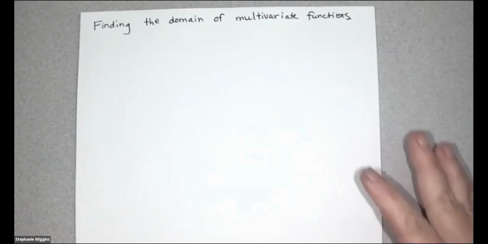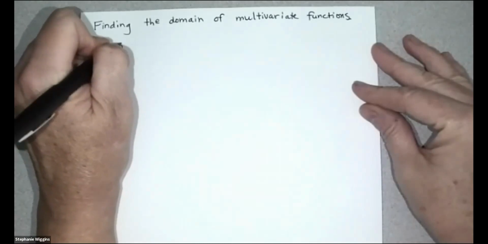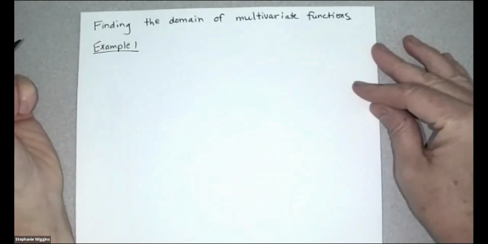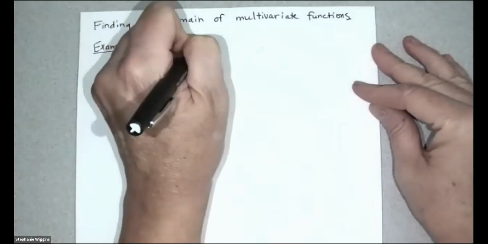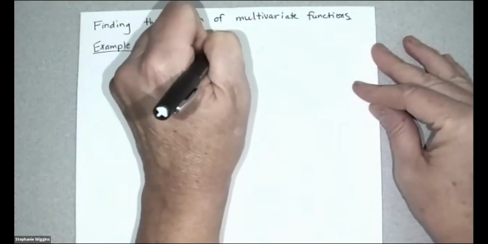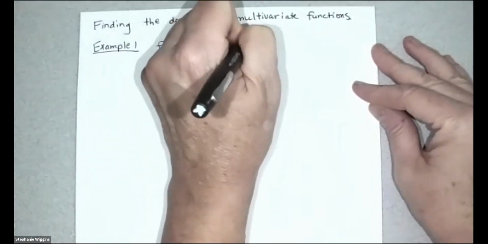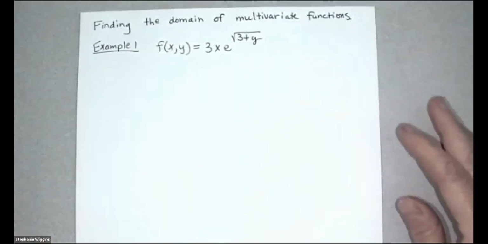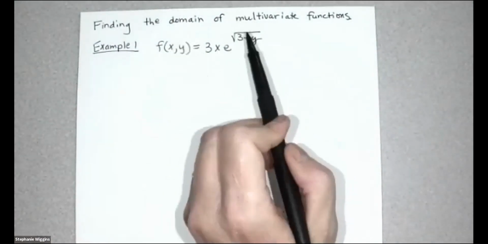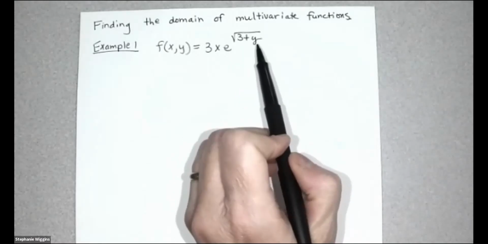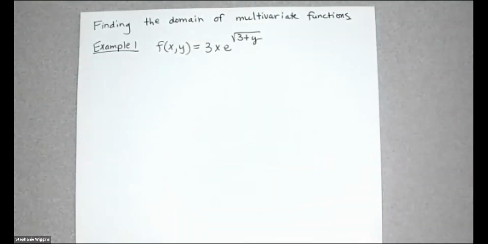All right. The best thing is just to look at some examples. So we have a function in x and y, which is 3x times e to the square root of 3 plus y. So we have a linear function in x, that's 3x, multiplied by an exponential function in y, e to the square root of 3 plus y.